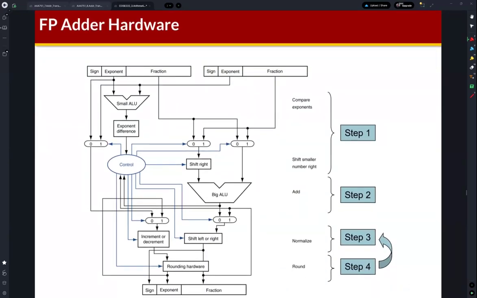So this is an example of a floating point adder, right? As I mentioned, we need to perform multiple steps for floating point addition, so the hardware also performs multiple steps, and these multiple steps can be pipelined.